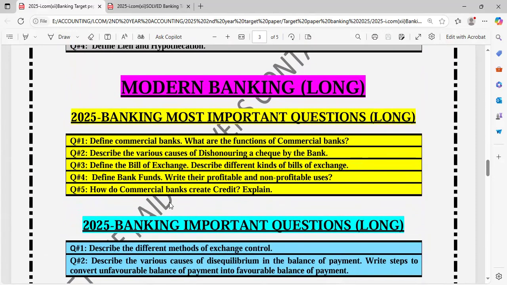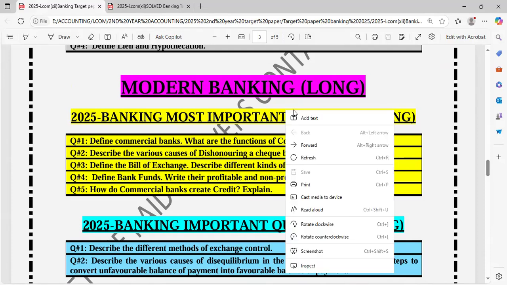The first question is: define commercial bank and what are the functions of commercial bank. The second is the causes of dishonor of check. Then bill of exchange and describe its kinds. Another most important question: define bank fund and what are the profitable and non-profitable uses. And the last one is how do commercial banks create credit. In my opinion, there will be two more most important questions.